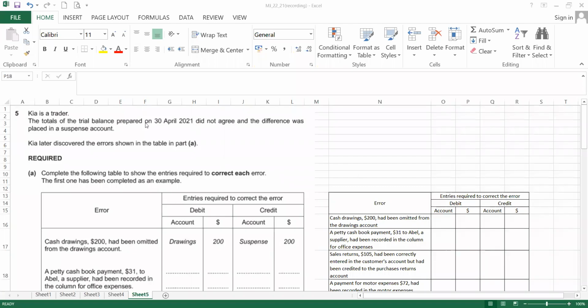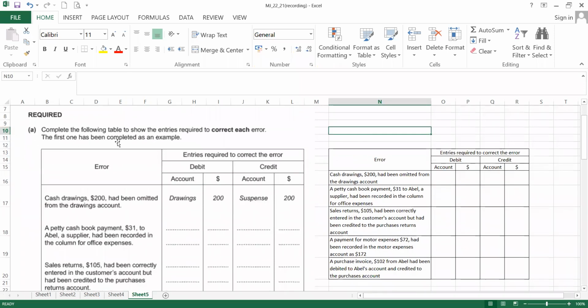The last question. Here is a trader. The total of the trial balance prepared on the 30th April did not agree. So when this did not agree, it means a suspense account should be coming in, and the difference was placed in the suspense account. So let's complete the following table to show the entry required to correct each error. This first one has been completed as an example.